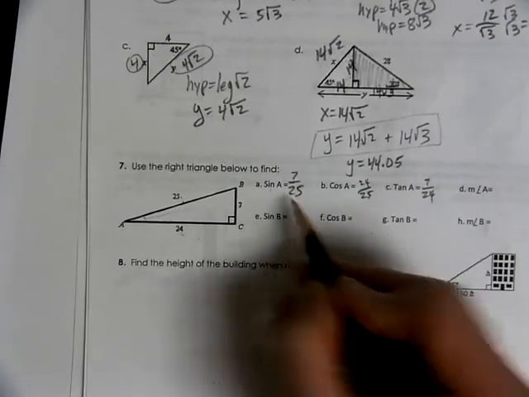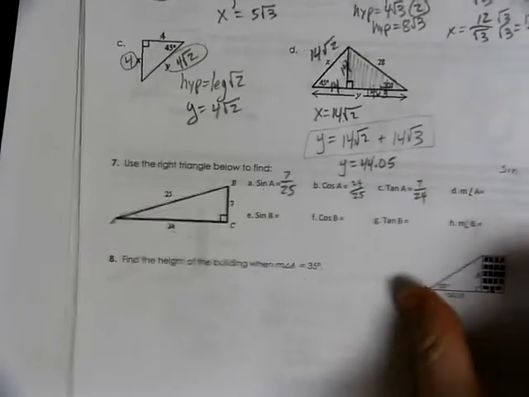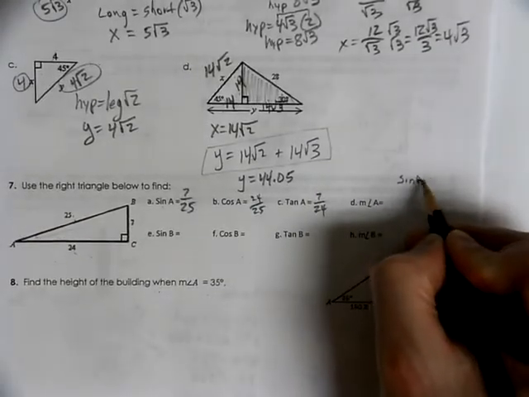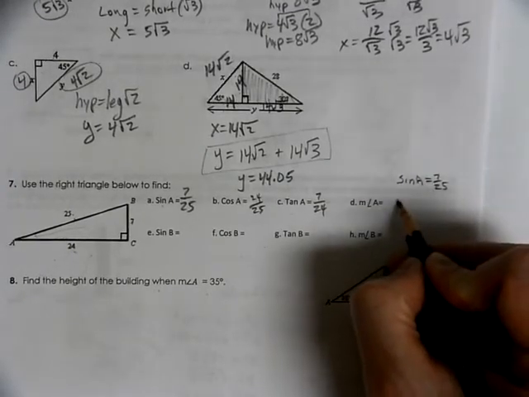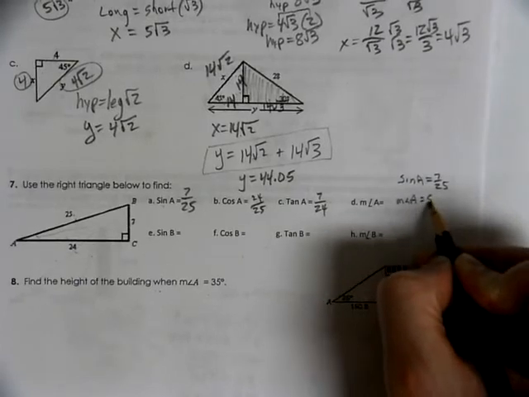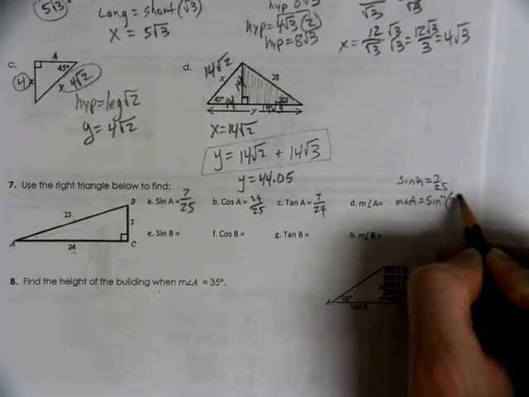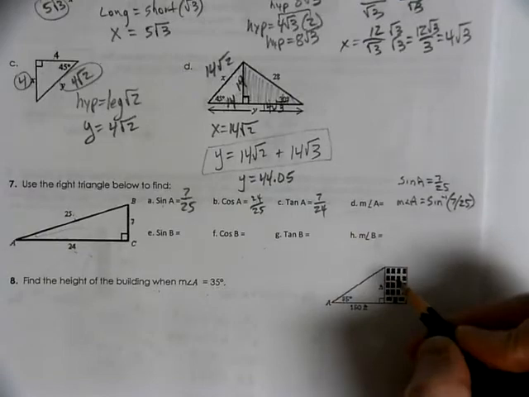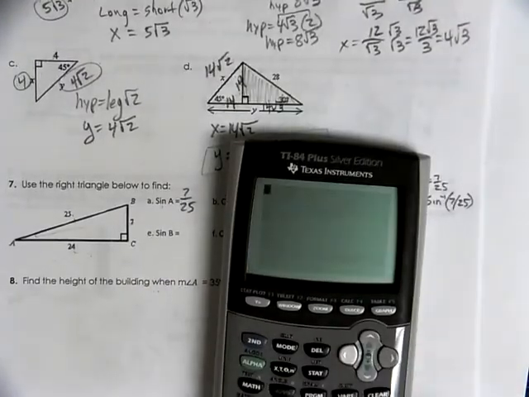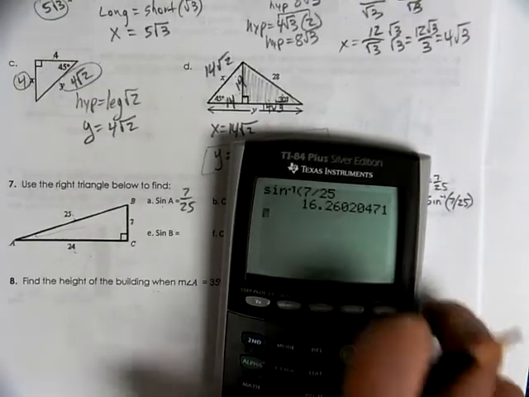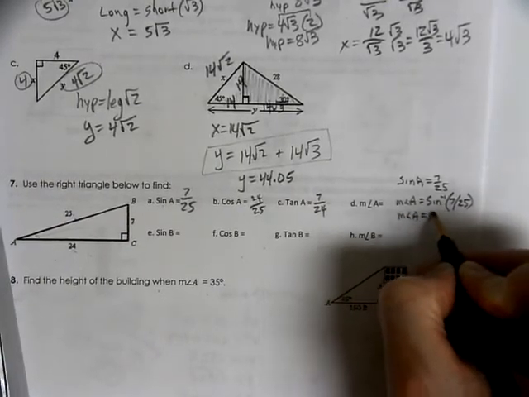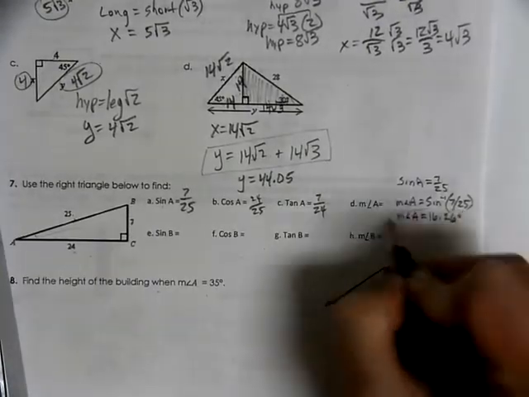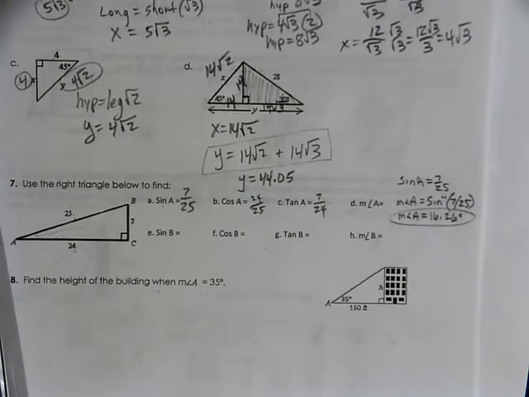If you would like to use the sine, we will say sine of angle A equals 7 over 25. So the measurement of angle A equals sine inverse of 7 over 25. Sine inverse of 7 divided by 25. That is 16.26 degrees.